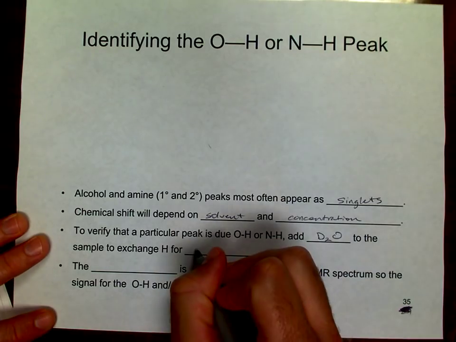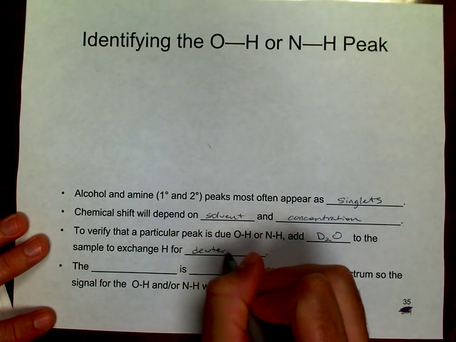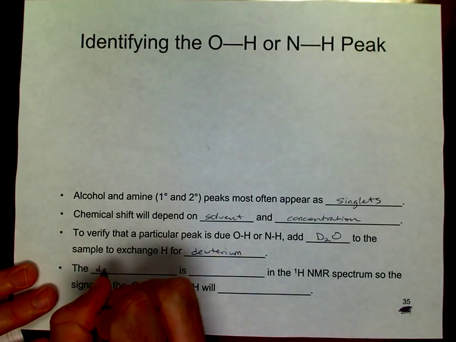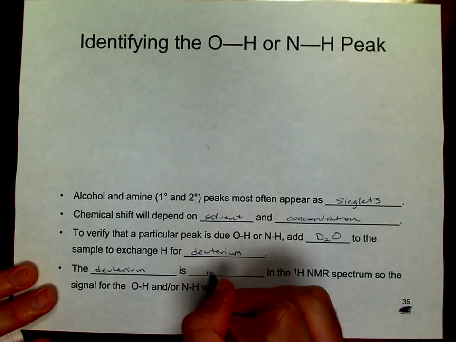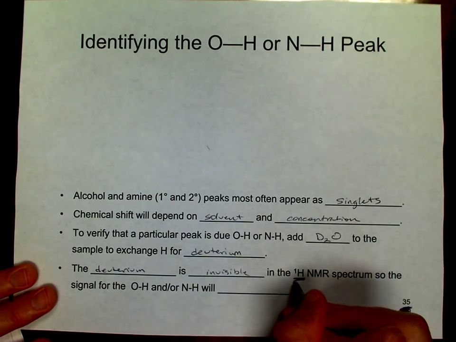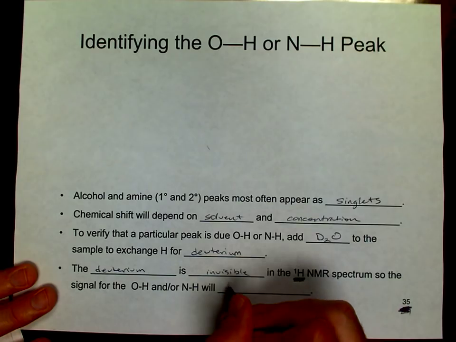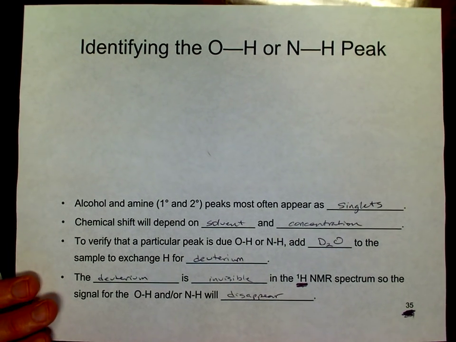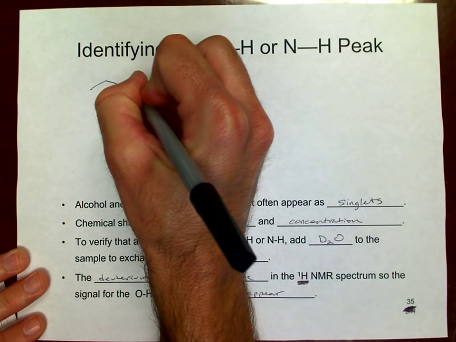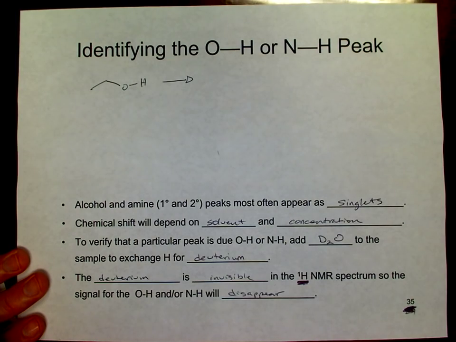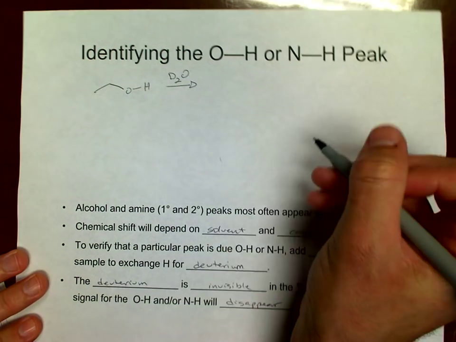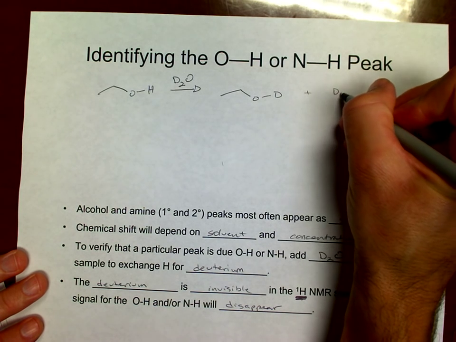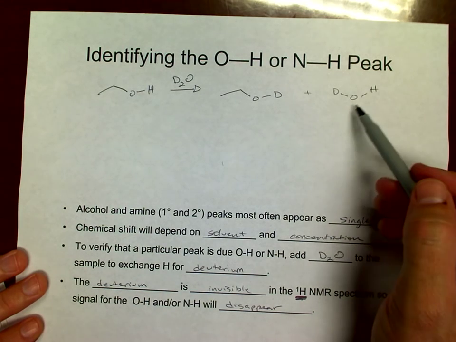This is because we exchanged hydrogen for deuterium. The deuterium is invisible in the proton NMR spectrum, so the signal will disappear. Just showing what's going on here: say we have some ethanol and we added D2O to it. You'll get exchange of hydrogen for deuterium, and then you will generate a monodeuterated water molecule.